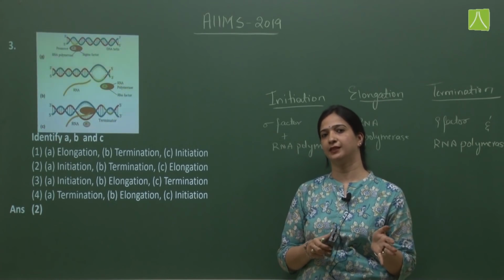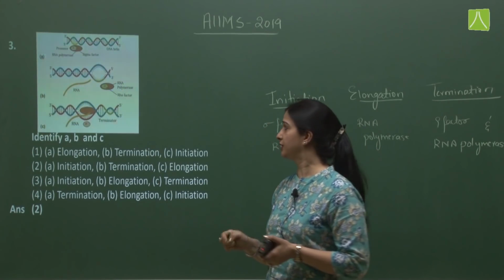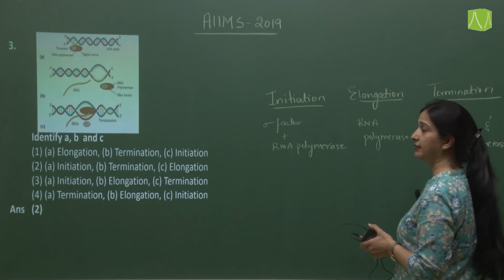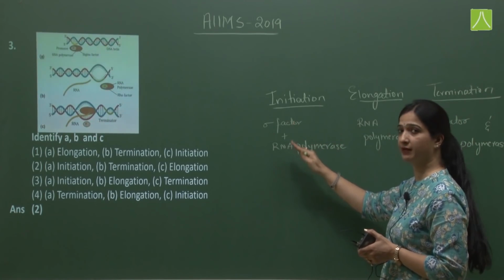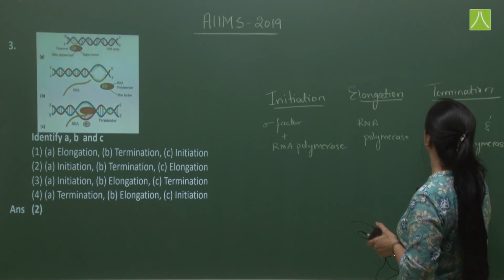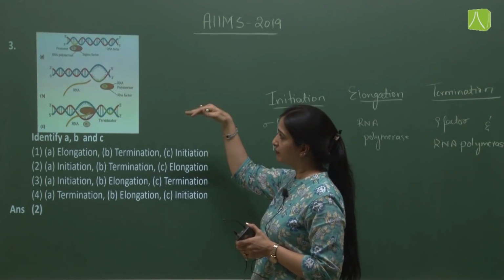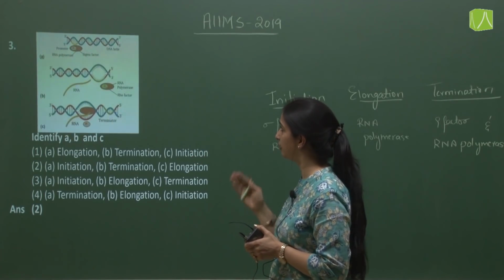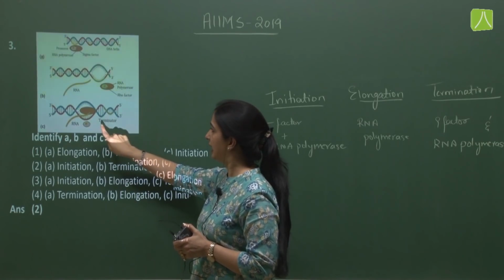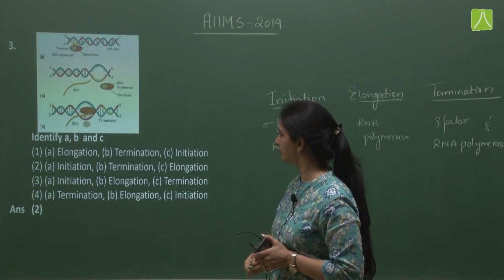For the process of initiation, it will require the sigma factor, and for the process of termination, it will require the rho factor. So we can say there are 3 steps: initiation, elongation and termination. Initiation with sigma factor and RNA polymerase, elongation only RNA polymerase, and termination RNA polymerase and rho factor. So here they have mismatched the sequence. If we look at it, this is referring to the initiation, this is referring to the termination, and C is referring to the elongation. So here the correct answer will be 2.